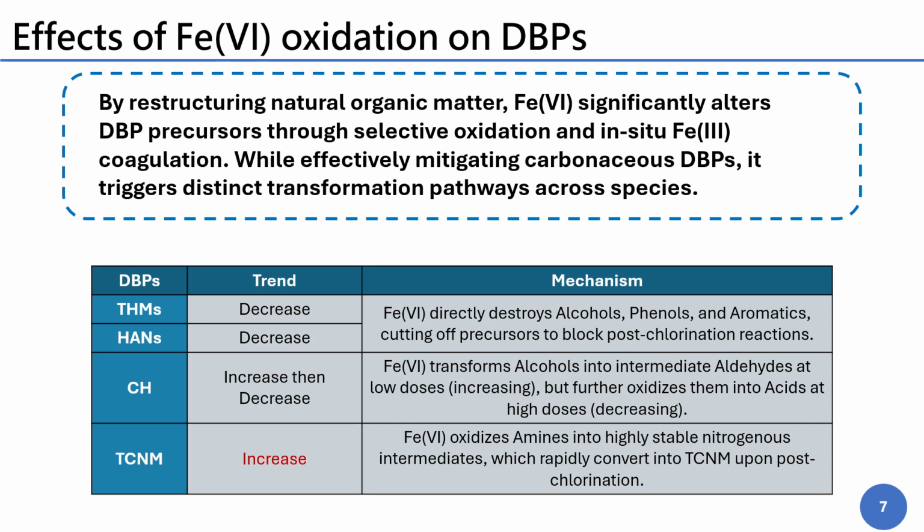And there is a paper that shows that when they add ferrate(VI) into the algal water and do the coagulation, and then add chlorine, THM decreases as the ferrate(VI) dosage gets higher, and HANs also. But CH at first increases, then decreases. But TCNM always increases.